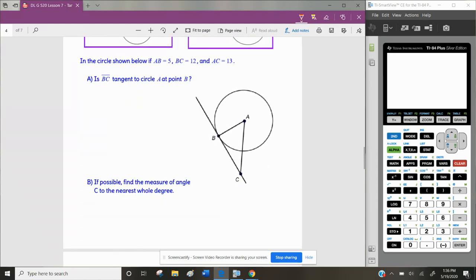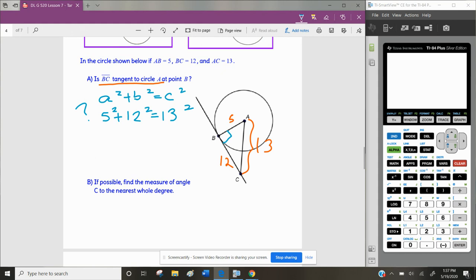So in this picture below, we have AB is 5, BC is 12, and AC is 13. And we want to know, is BC tangent to circle A? If BC is tangent, then what would be true? Well, then there would be a 90-degree angle at angle B, making this a right triangle. And if this is a right triangle, then all the sides of any right triangle must satisfy the Pythagorean theorem. So 5 squared plus 12 squared, does that equal 13 squared?